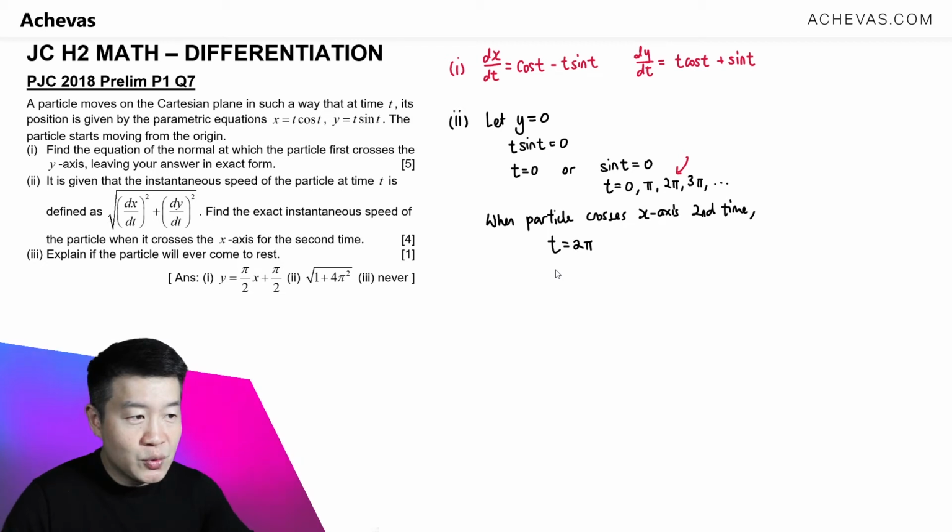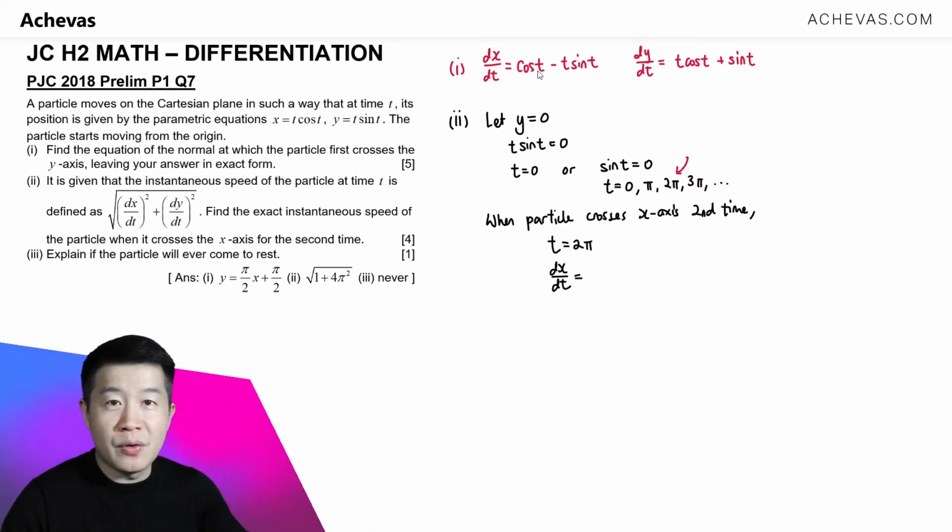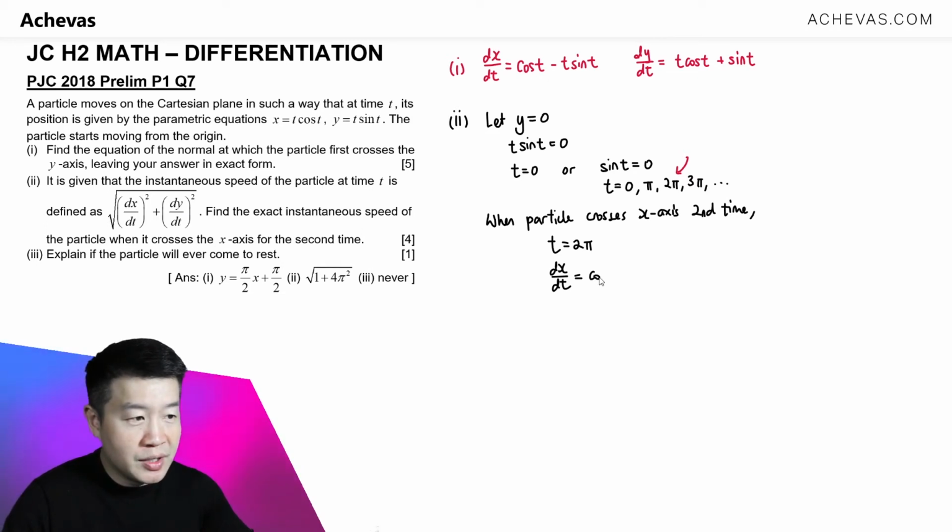So when t is equal to 2 pi, let's work out what is dx dt. Dx dt, making use of the expression that we have found in part 1, it is going to be cosine 2 pi minus 2 pi sine 2 pi. Sine 2 pi is 0. So we are going to be left with just cosine 2 pi, and cosine 2 pi is 1.